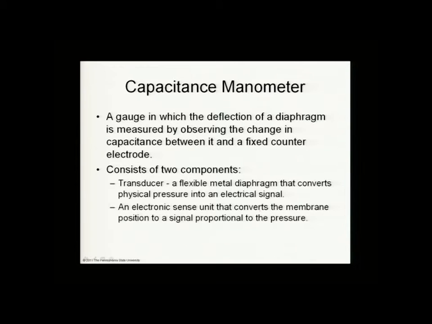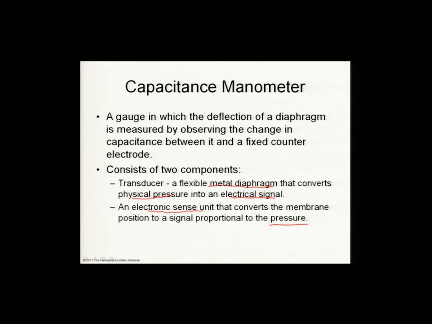So the capacitance manometer consists of two components: a transducer, which is a flexible metal diaphragm that converts pressure into an electrical signal, and it does so with the capacitance element being present. And then there's the electronics that goes with that, that converts the signal into pressure.